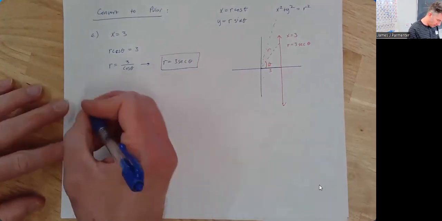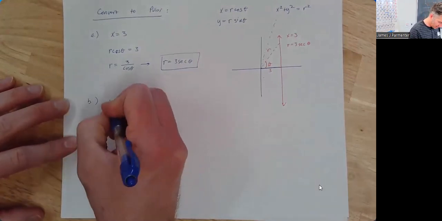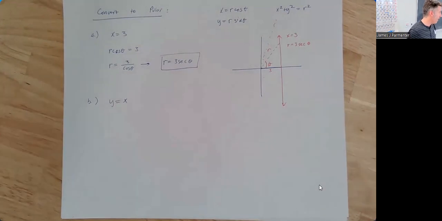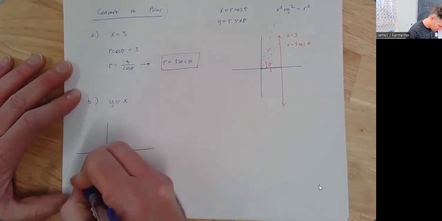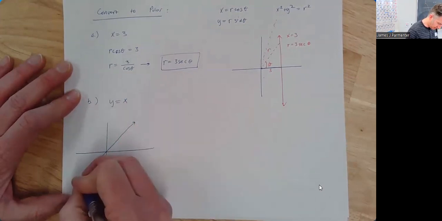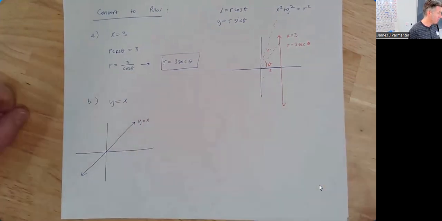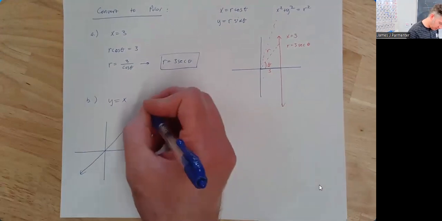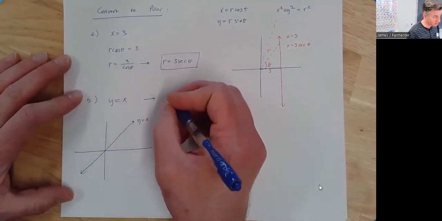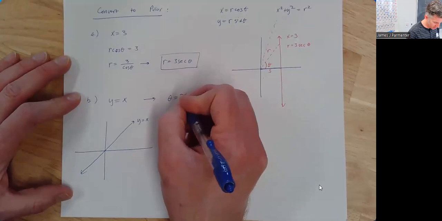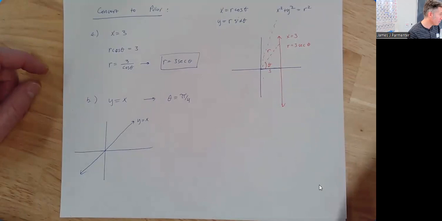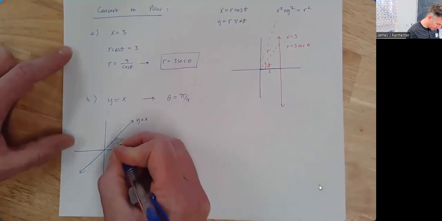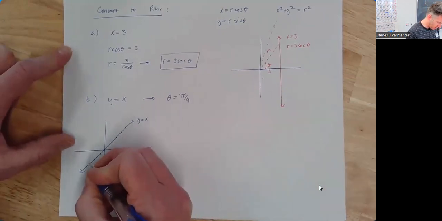Or you can do something fun like y equal to x, which we already know what this is. If you graph the line y equals x, what's always true about this line? Well, the angle never changes. So I think we could just say, well, this line, the polar equation is theta equals pi over 4. And there is no r, because r can be anything. Right? I want this point and this point and this point and this point, right? I want all those ones.